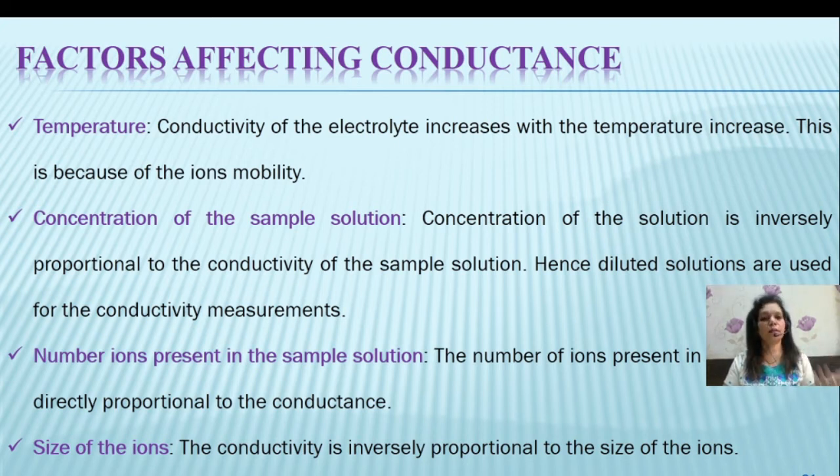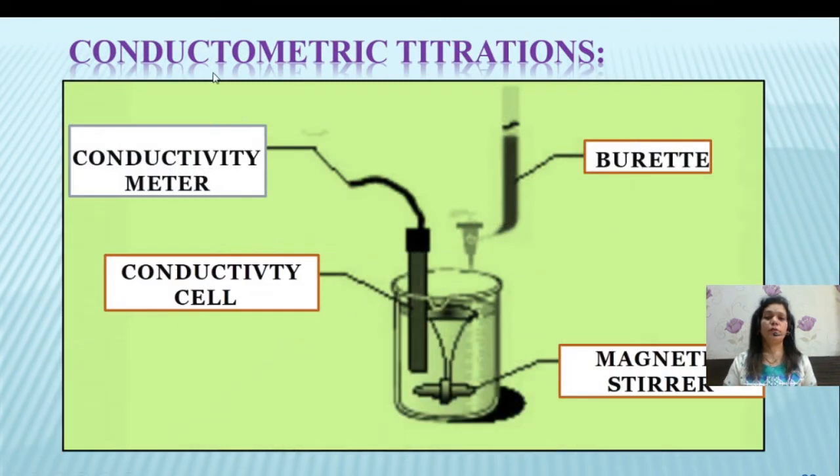The number of ions present in the solution is directly proportional to the conductance of the solution, and size of ions: conductivity is inversely proportional to the size of ions. The smaller the size, the faster it can move. By using this conductometer, we can measure the conductance.